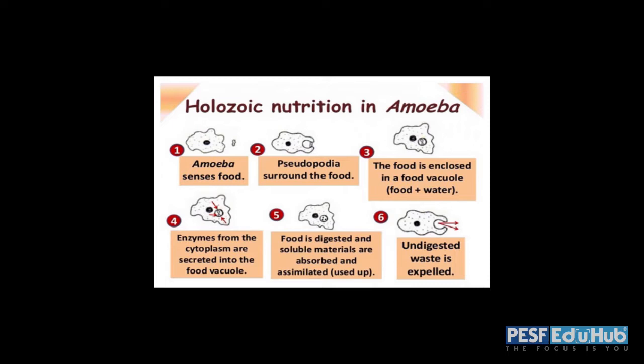There are 6 steps. First step is sensing the food. Second step is the pseudopodia surround the food. Third step is the food is enclosed in a food vacuole. Fourth step is enzymes from the cytoplasm are secreted into the food vacuole. Food is digested and soluble materials are absorbed and assimilated. Undigested waste is expelled. These are the steps in holozoic nutrition in amoeba.